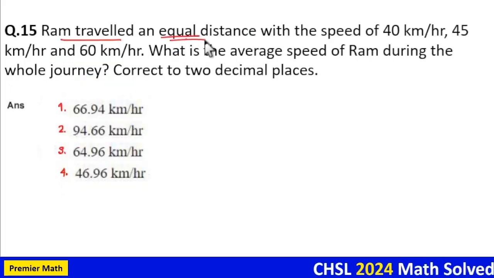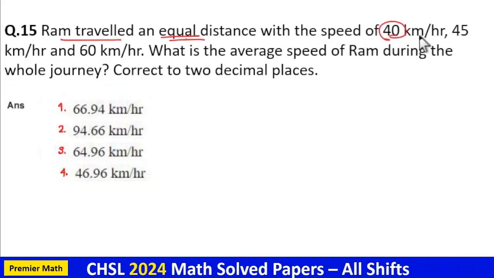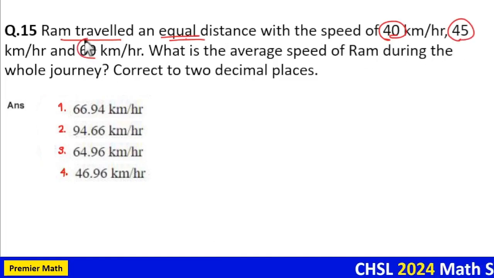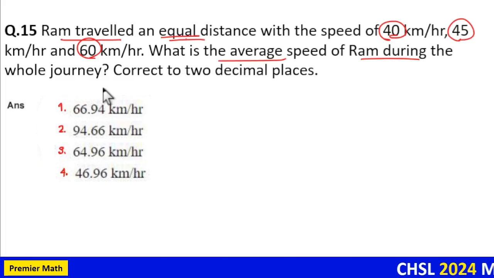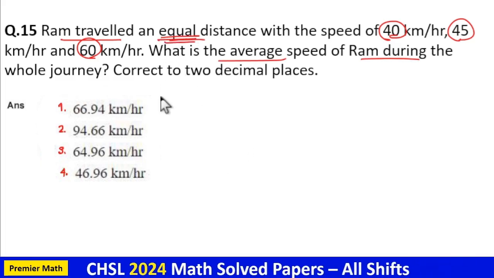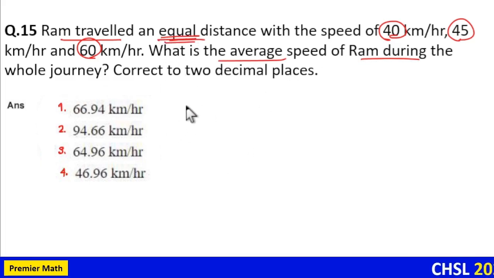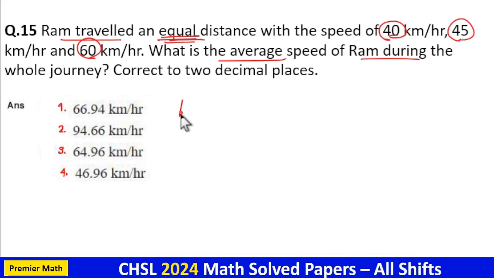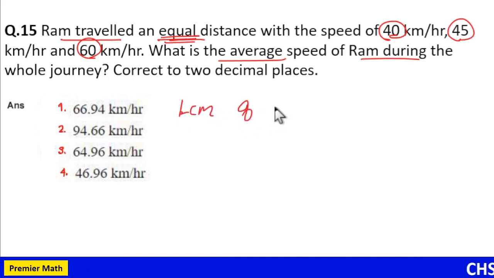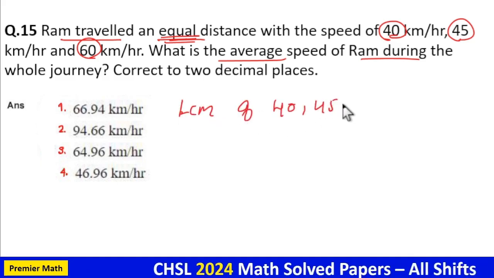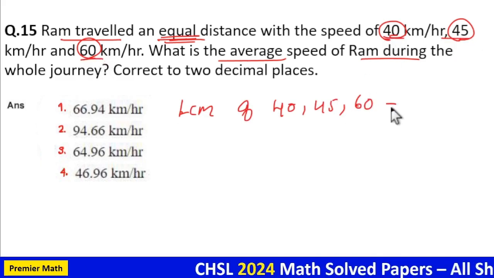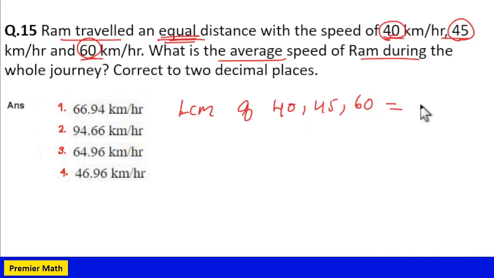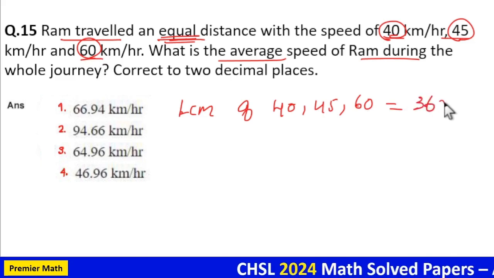Ram travelled an equal distance with speeds of 40 km per hour, 45 km per hour and 60 km per hour. What is the average speed of Ram during the whole journey? Here distance is equal. Now take the LCM of 40, 45 and 60. We have 3 speeds. So if I take the LCM of these 3, it is equal to 360.